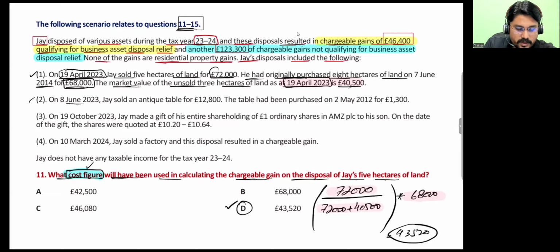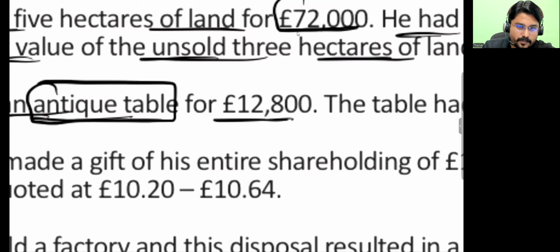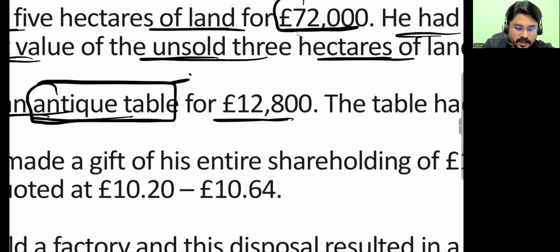Other transaction is on 8th June 23, J sold an antique table for 128,000. If you remember antique table, what are the relevant points to remember about antique table? Such assets are antiques and having life more than 50 years. So such assets are non-wasting. And it's a table, a tangible and movable asset. So it's a non-wasting chattel.